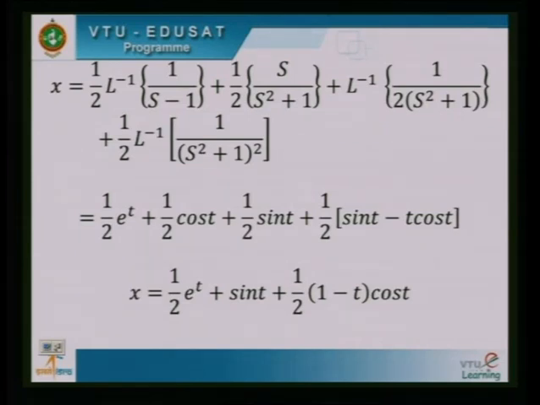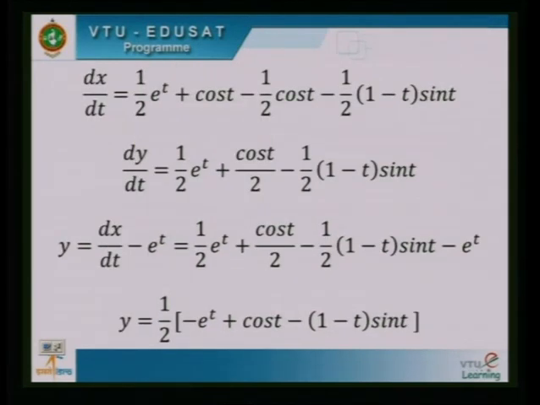See, now you can apply the inverse Laplace transform formula. Then x is equal to 1 by 2 L inverse of 1 by s minus 1, which can be written as e to the power of t. Then 1 by 2 L inverse of s divided by s squared plus 1 can be written as cos t. Similarly, L inverse of 1 by 2 s squared plus 1 can be written as 1 by 2 into sin t, plus L inverse of 1 by 2 into 1 divided by s squared plus 1 whole squared. Again you can solve by partial fraction, that can be written as 1 by 2 into sin t minus t cos t. The answer is x is equal to 1 by 2 e to the power of t plus sin t, plus 1 by 2 into 1 minus t into cos t. This is the required answer.